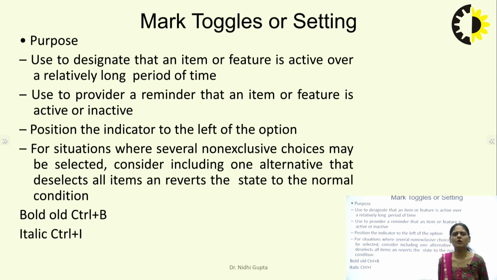Then mark toggles of settings. The purpose of going for toggles is to designate that an item or feature is acting over a relatively long period of time. So whenever we want to designate this, we go for toggles. They provide a reminder that an item or feature is active or inactive. Position the indicator to the left of the options. For situations where several non-exclusive choices may be selected, consider including one alternative that deselects all the items and reverts the state to the normal condition.